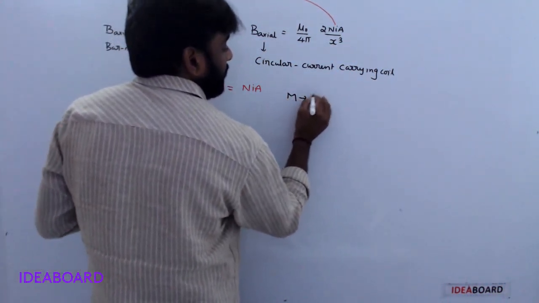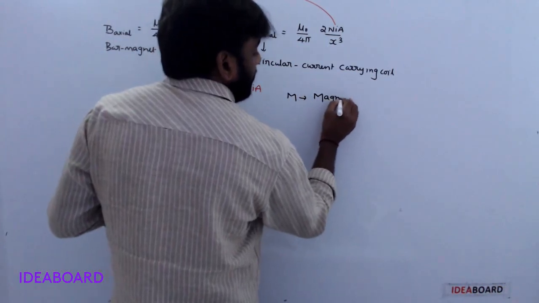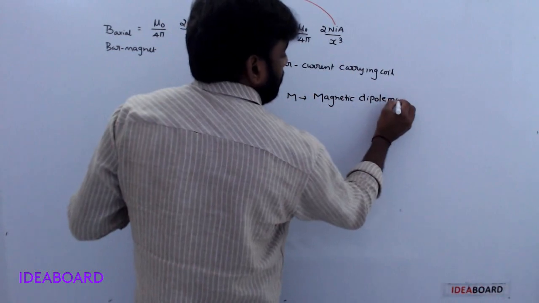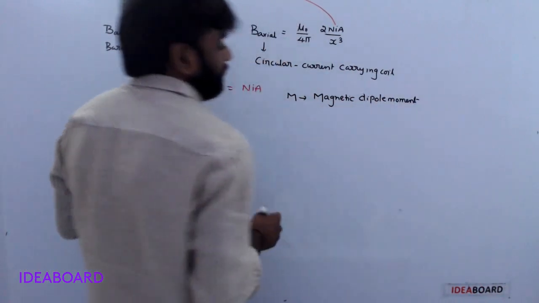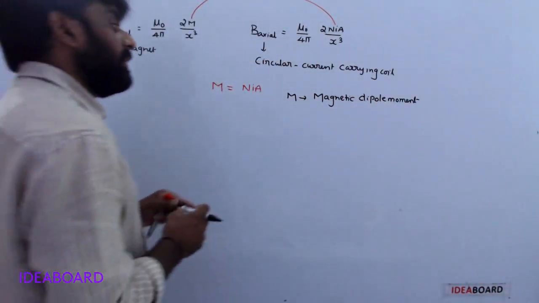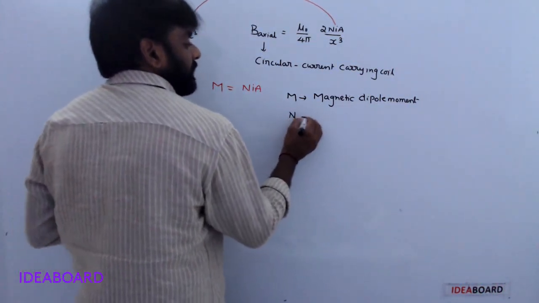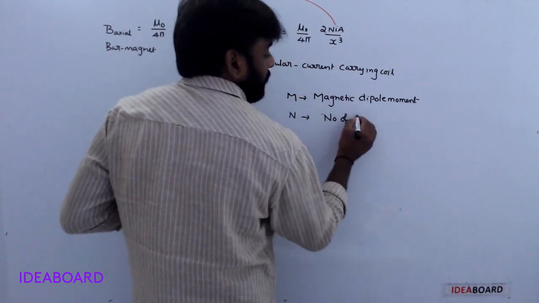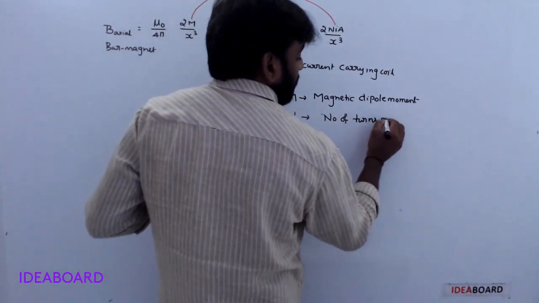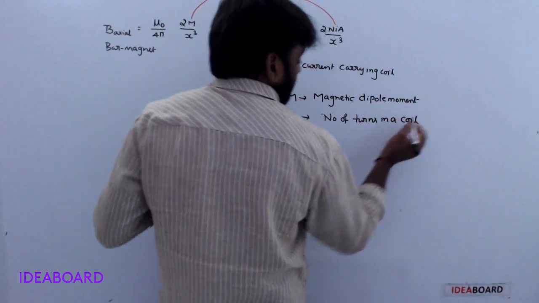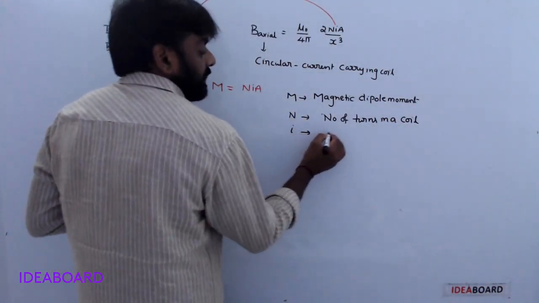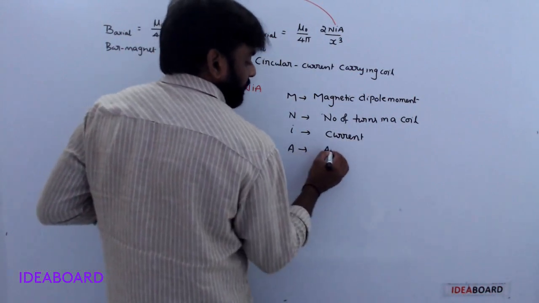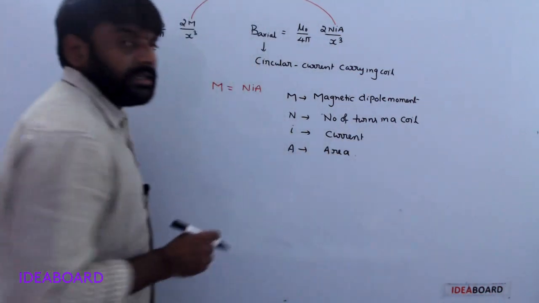Here n I A represents the m. What is m here? Magnetic dipole moment. N means number of turns in a current carrying coil, I means current, and A means area.